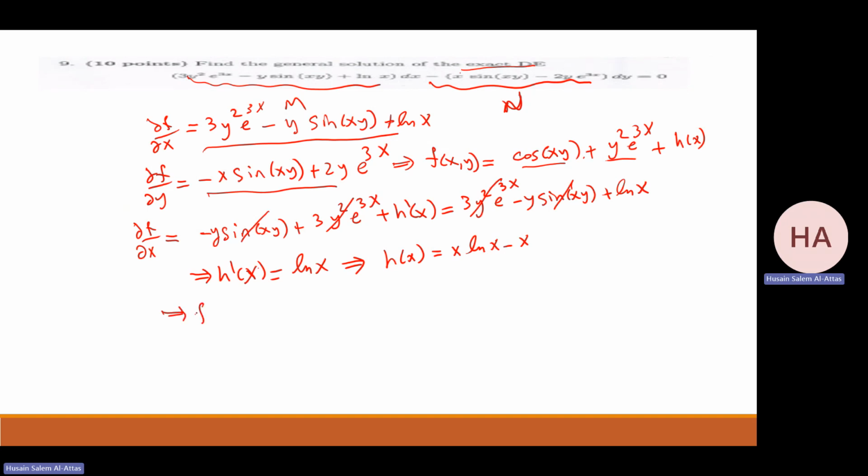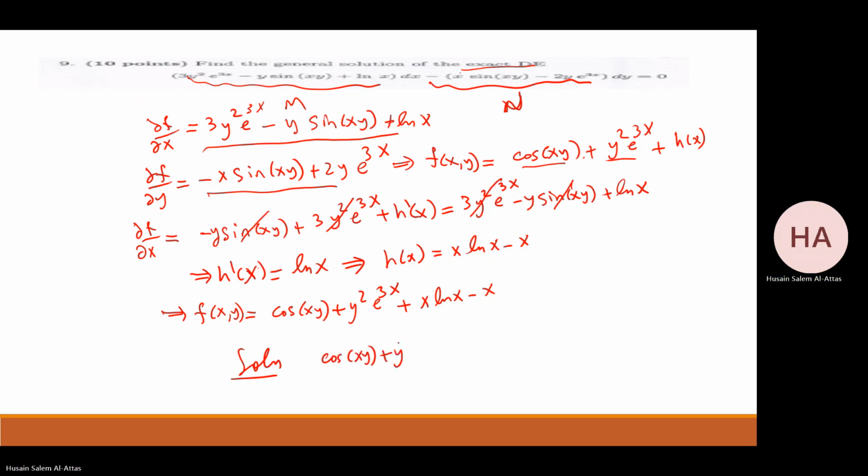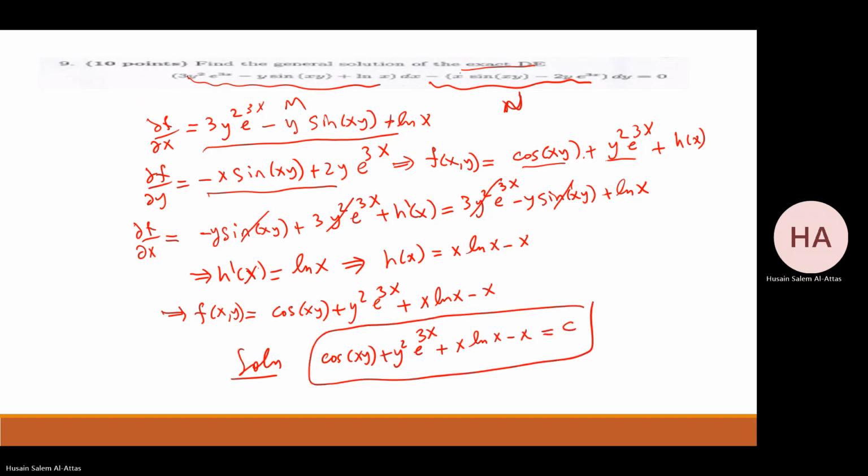So my f of x and y will be cosine xy plus y squared e^(3x) plus h of x, which is x ln x minus x. But my solution will be this, equals to C. That will be my solution. Okay, next one.